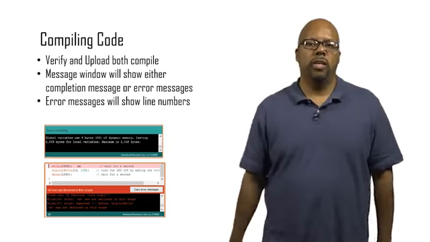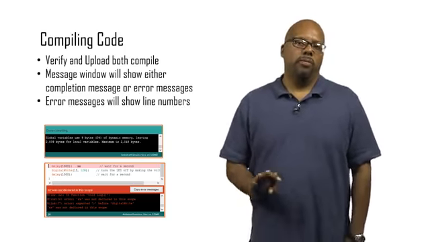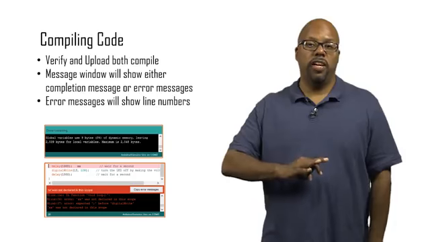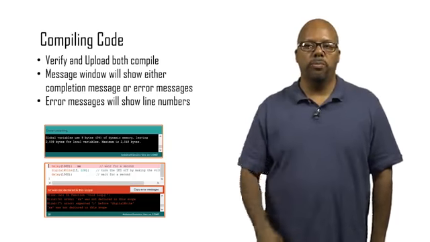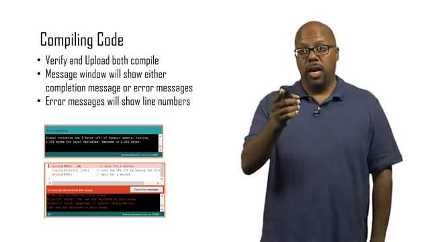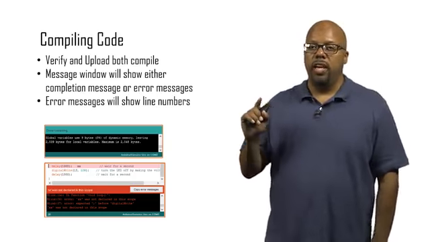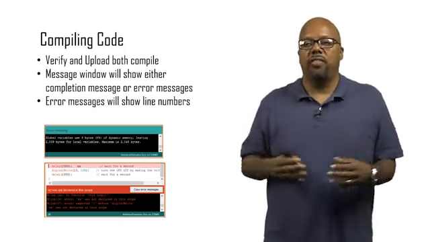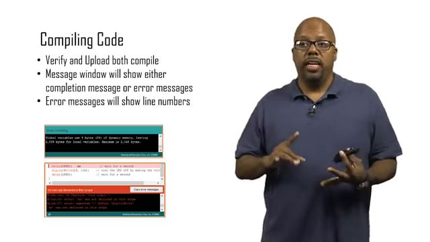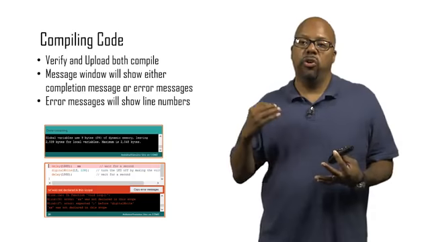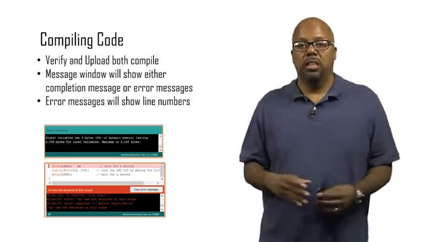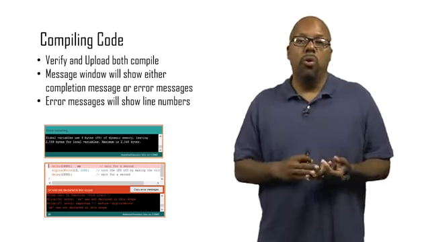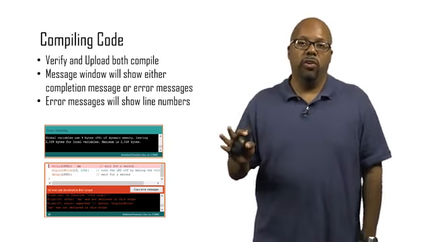Also, you can get those from the pull-down menus. Verify and upload both compile the code. Upload additionally copies the final executable to the Arduino, but both of those will compile the code. Now, when you do it, there's a message window at the bottom to show you the status of the compile. After it's done compiling, it'll either show you a completion message, something like compile complete or done uploading, or it'll show you one or more errors.